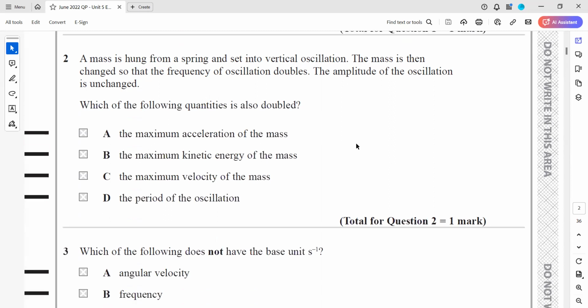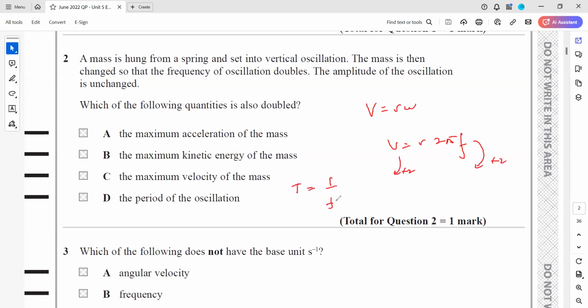A mass hung from a spring is set into vertical oscillation. Which of the following quantities is unchanged? The amplitude of oscillation is unchanged. Now the frequency of oscillation is doubled. So we have the formula v = rω, and ω = 2πf. So if the frequency is doubled, what happens to the velocity? The velocity will be doubled, and the kinetic energy will be 4 times. And what happens to the period of oscillation?